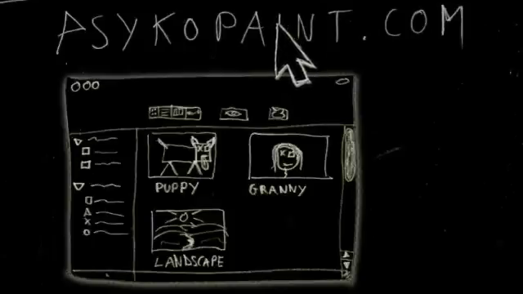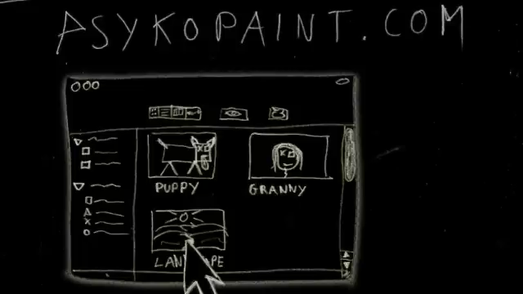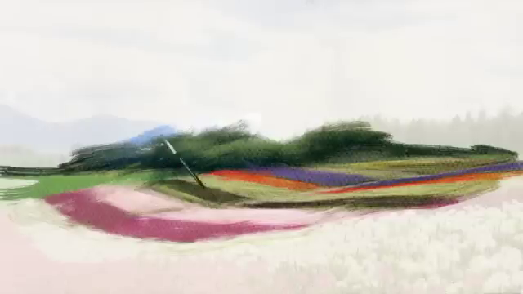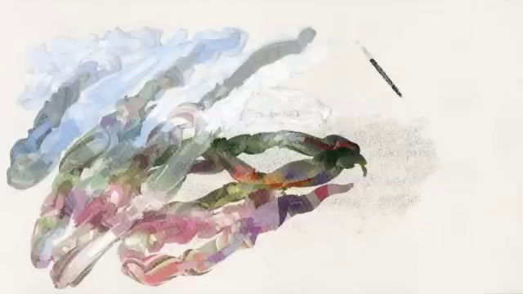First you go to psykopaint.com. Then you open a picture you like, your cute little puppy or your grandma. You can even use a landscape if you don't like any of the above. Then you can paint using a variety of tools like brush, spray can, ribbons, cannon, knife.